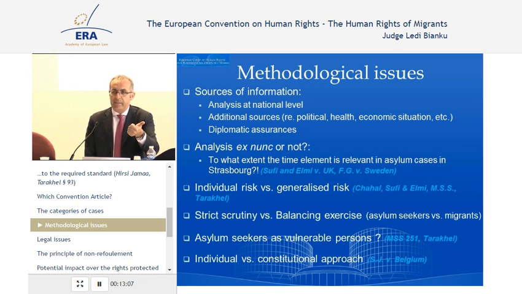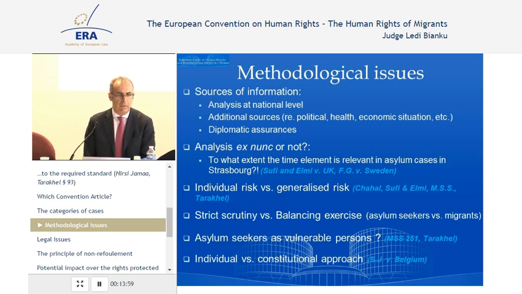I would underline the analysis at national level. For us it is extremely useful if the analysis at national level is professional, detailed, and respects Convention standards. In the latest Grand Chamber case dealing with asylum, F.G., I submitted a separate opinion just focusing on that issue. The analysis at national level has to be Convention compliant. It's extremely important for us, because the national judges see the applicant, they assess at first hand the risks, so it's extremely important. Additional sources concerning political, health, economic situation, etc.